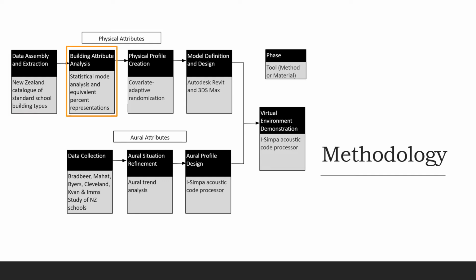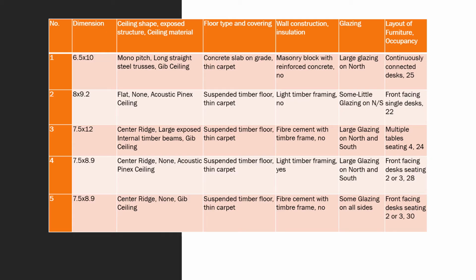Next we performed building attribute analysis using statistical mode analysis and equivalent percent representations. After which we created the physical profiles using covariate adaptive randomization, and we defined and designed the model using Autodesk Revit and 3ds Max. These are our 5 final physical profiles for the classrooms.